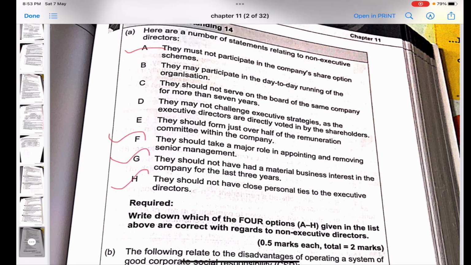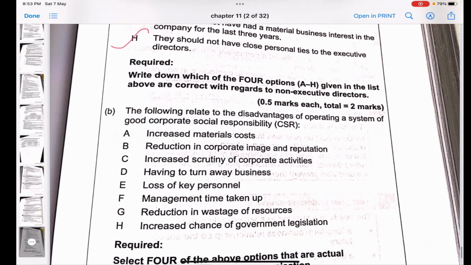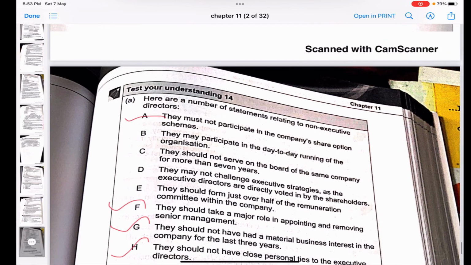Pause the video and do it yourself. If you have any doubt, you can ask me. So AFGH is the answer of test your understanding 14.